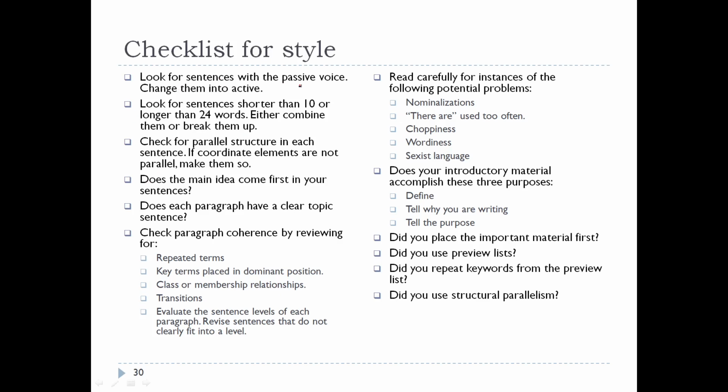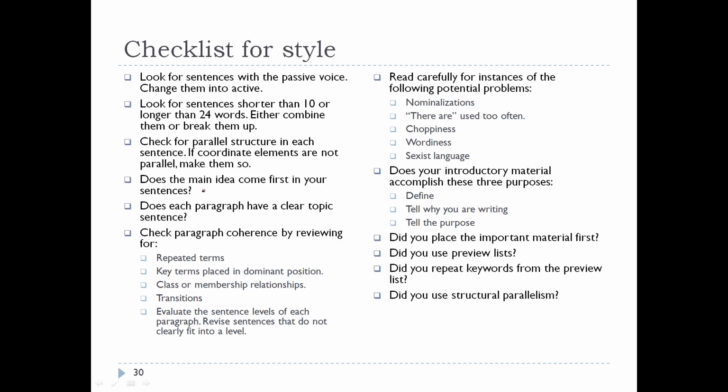So first you should be looking for sentences with passive voice. If there are, change them into active. Okay, and you should do it carefully. At times passive voice might be more appropriate, but mostly active voice is what you should have. Then you should look for sentences shorter than 10 or longer than 24 words. So you can combine shorter sentences or you can break up the longer sentences. You can do both. Okay? You should use parallel structure in each sentence. If there are coordinate elements and they are not parallel, make them so.